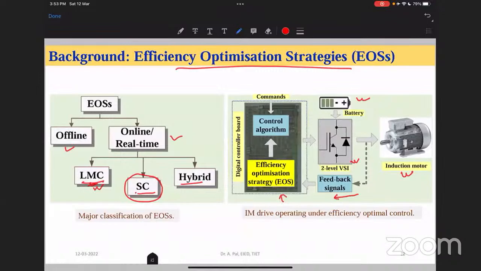This control algorithm is developed in a microcontroller-based controller. It may be a microcontroller, a modern DSP processor, or an FPGA-type processor, where we can implement the control algorithm or control strategy. For speed control of an induction motor drive, there are lots of control techniques available, like direct torque control and field-oriented control. That is another part of the discussion. We are not going to discuss all these things, but here we are particularly interested in the efficiency optimization strategy.